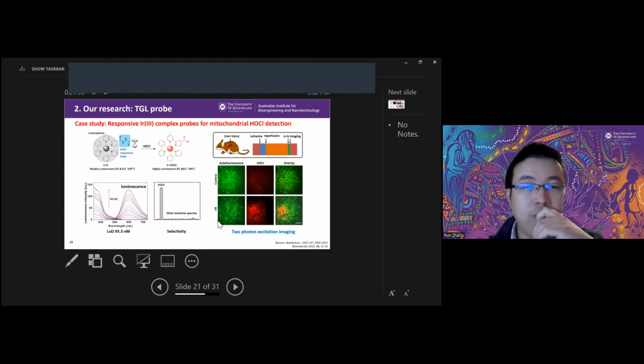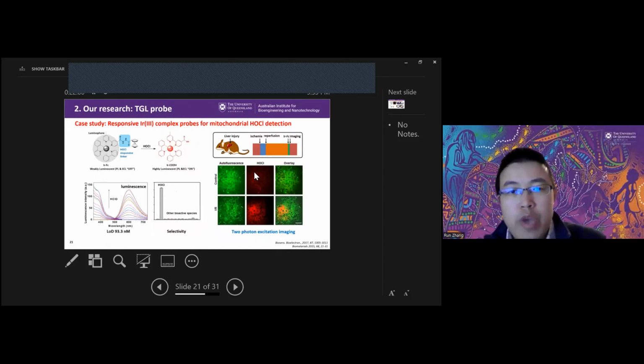And then we also had some work on the hypochlorous acid detection using the same principle. We designed this probe for the hypochlorous acid detection using the iridium dyes, because we get a very strong signal after reaction with the hypochlorous acid and a very specific reaction.